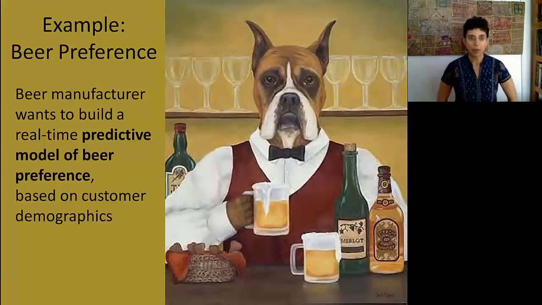Let's look at an example where, again, we're looking at beer preference, and we have a beer manufacturer who wants to build a real-time predictive model for beer preference. He's going to use the customer demographics in order to serve the right beer. So think of an automated bartender where you walk into the bar, and based on your demographics, say your gender and your age group, you're going to be served a certain beer, and hopefully this is going to be indeed the beer that you prefer.